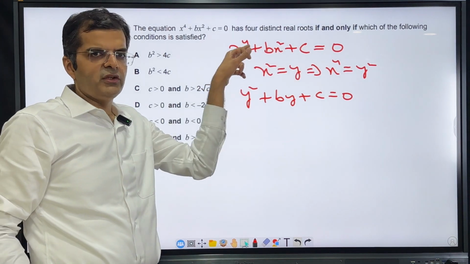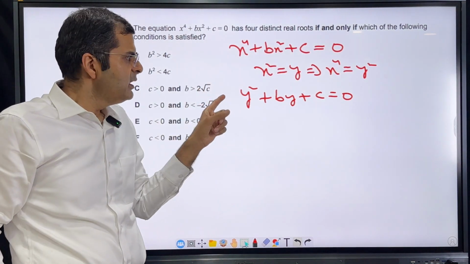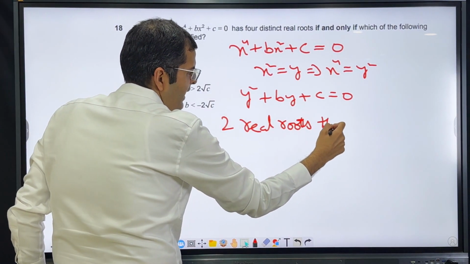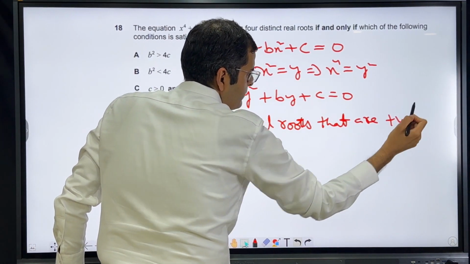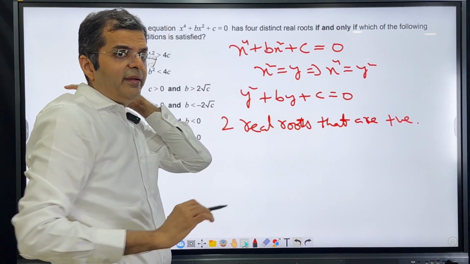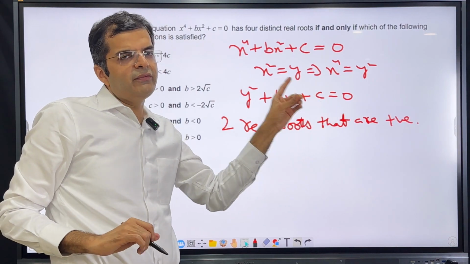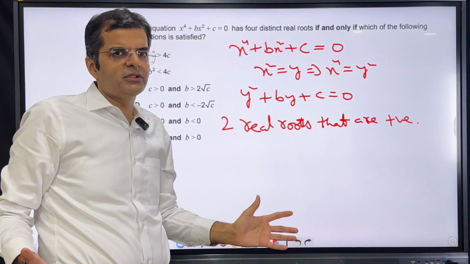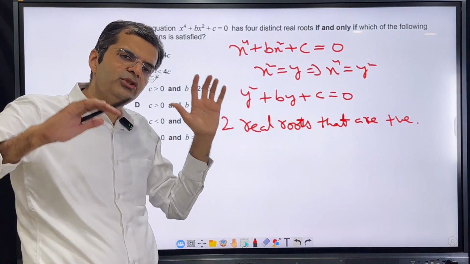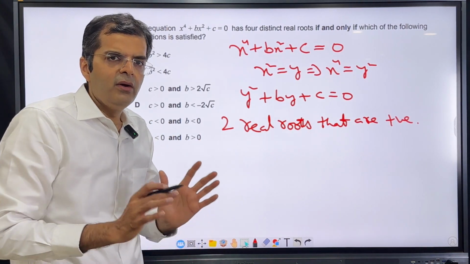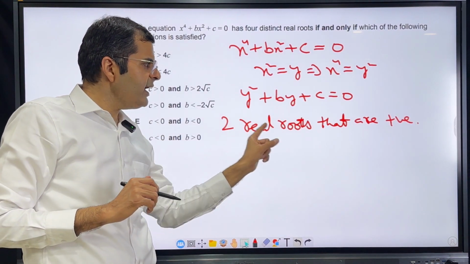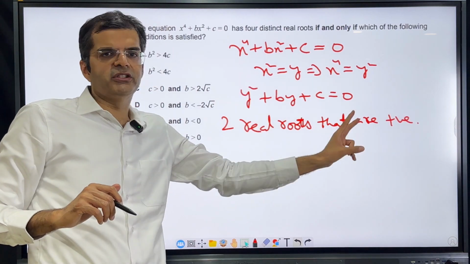Now for the first equation to have 4 real roots, this quadratic should have 2 real roots that are positive. Why? Because x square is y, so x square cannot be a negative number. If x square becomes a negative number, then they become complex or imaginary roots. So y has to be a real positive number. So this quadratic y square plus by plus c should not only have real roots, but the 2 roots have to be positive also.